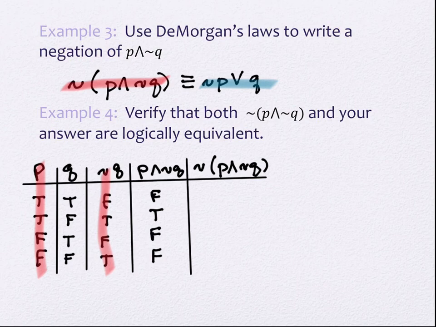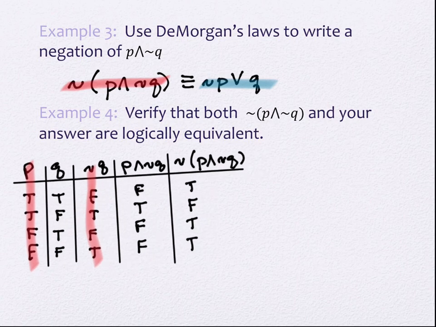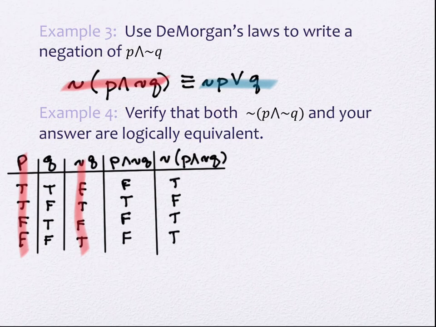And then the last column is going to take the column I just created and do what? Flip them. So the first one was false, now it's true. The second one was true, now it's false. False becomes true, and false becomes true, and we're done. Okay, so this is one truth table.